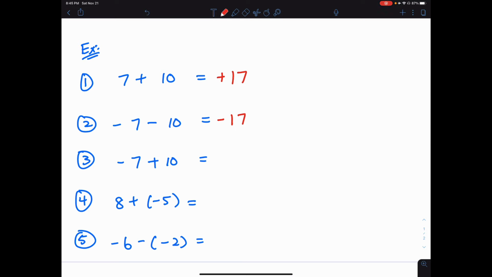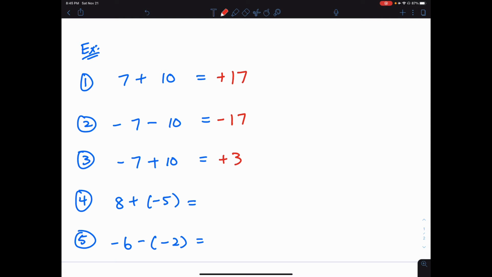Number 3, we have negative 7 plus 10. We see right away here that the signs are different. So we're going to take the difference of the two. Okay, so we're going to do 10 minus 7, giving us 3. And then we take a look at whichever one had more. So was there more negatives or more positives? So clearly there are more positives. So we should have positive 3 as an ending answer.